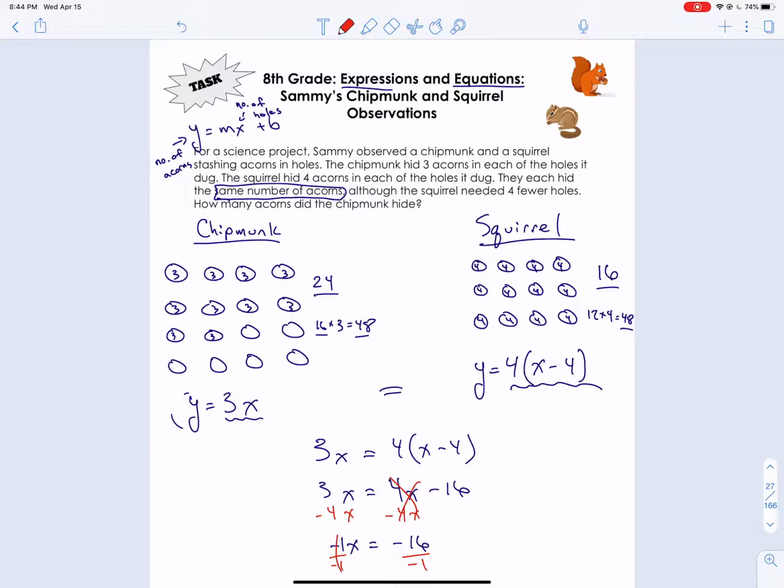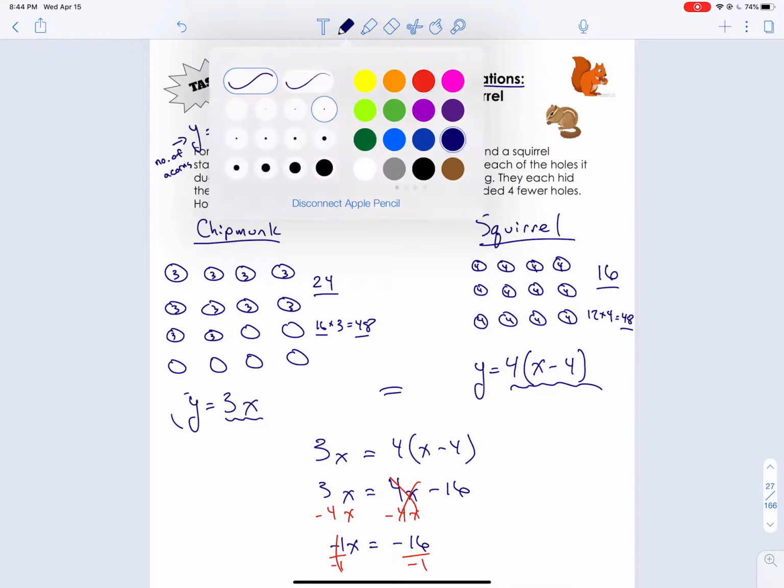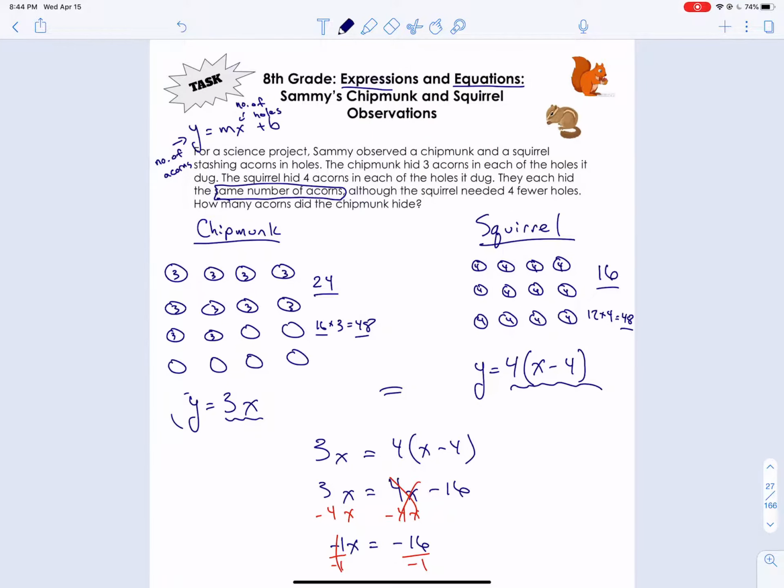And that makes a 1, positive 1. So negative 16 divided by negative 1. You could do that with a calculator, or we just know negative divided by negative is a positive, so x equals 16. Okay, so you'd be tempted to circle that. That's your answer, right? Well, no. X is the number of holes, but we want to know the number of acorns.